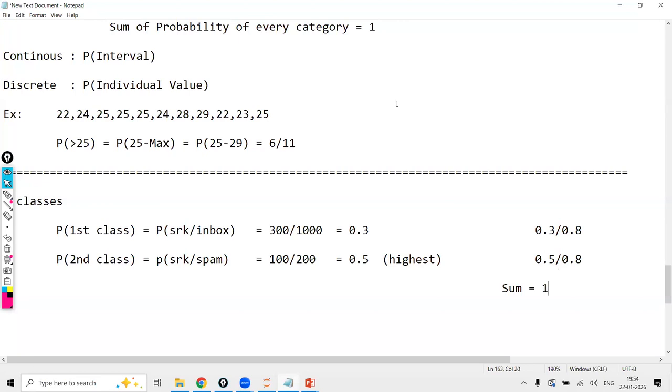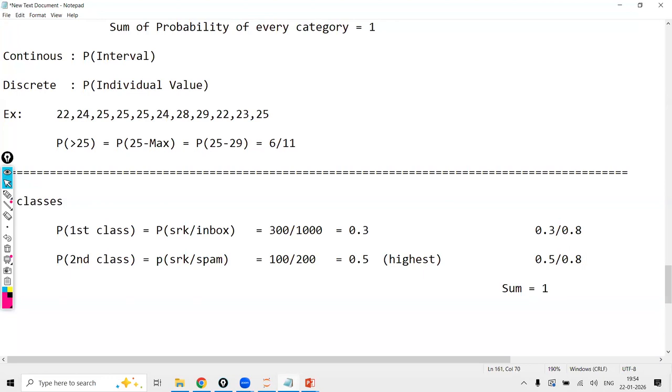Is the point clear, guys? This is Bayes, and this is Naive Bayes. So what has Bayes told? What Naive Bayes has told is to always divide by the total, so that the sum of the probabilities will always be equal to 1.